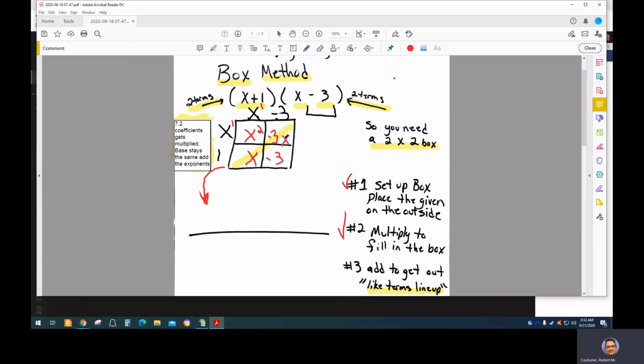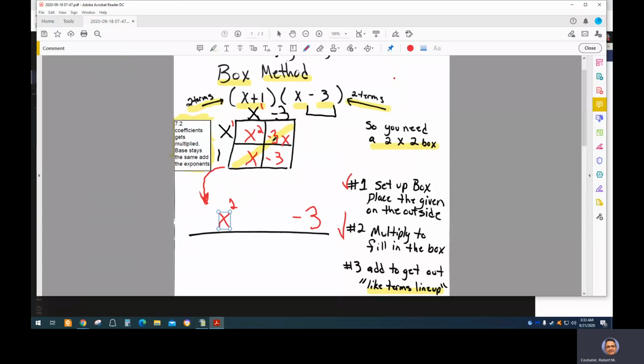This x squared, notice, are there any other x squareds in this box? No, so it can just come straight down. Same thing here. This negative 3, notice there are no other constants in here. So this one can just come on down. Now, all we have to do is the yellow line. We have to combine them.